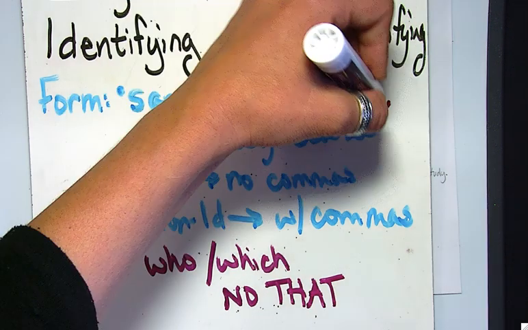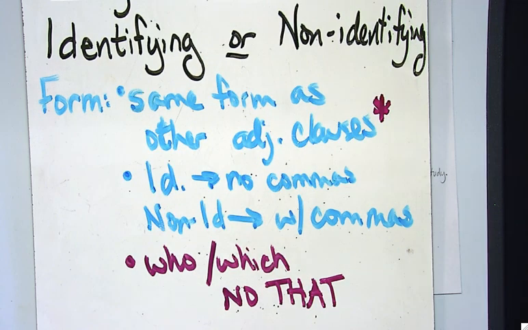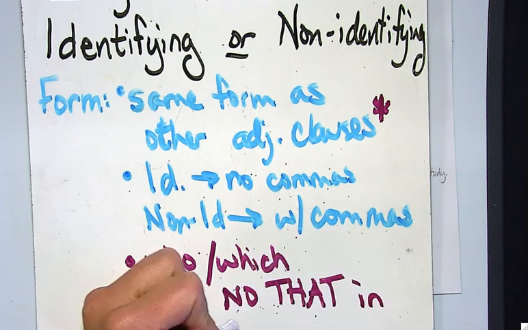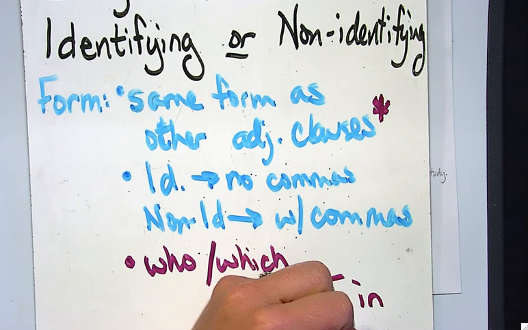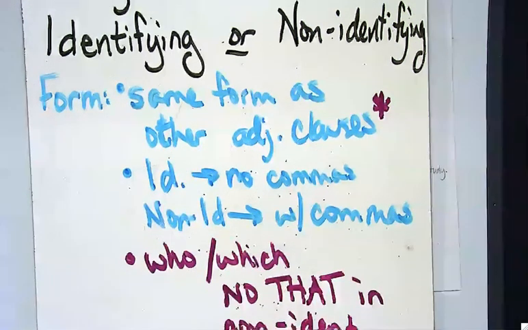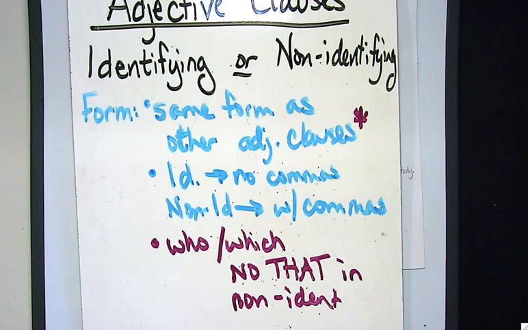So that is one rule that changes in the form. I'm going to put a little star here. One thing that changes in the form, but we still need our subject and verb. We still need our keyword. You can use who or which. You cannot use the word that in a non-identifying adjective clause. Know that in non-identifying clauses.